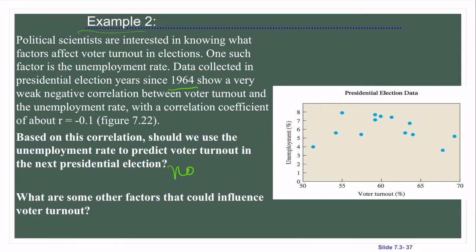We don't want to use it to make a prediction. So what are some other possible factors that could influence voter turnout? One, it could be the candidates. Two could be the weather. Can you think of any others? I'm sure there's a ton. The candidates, weather, it could be the location of polling stations, like did they move from last time? I know there was a lot of that going on this past election, which I'm very happy is over.